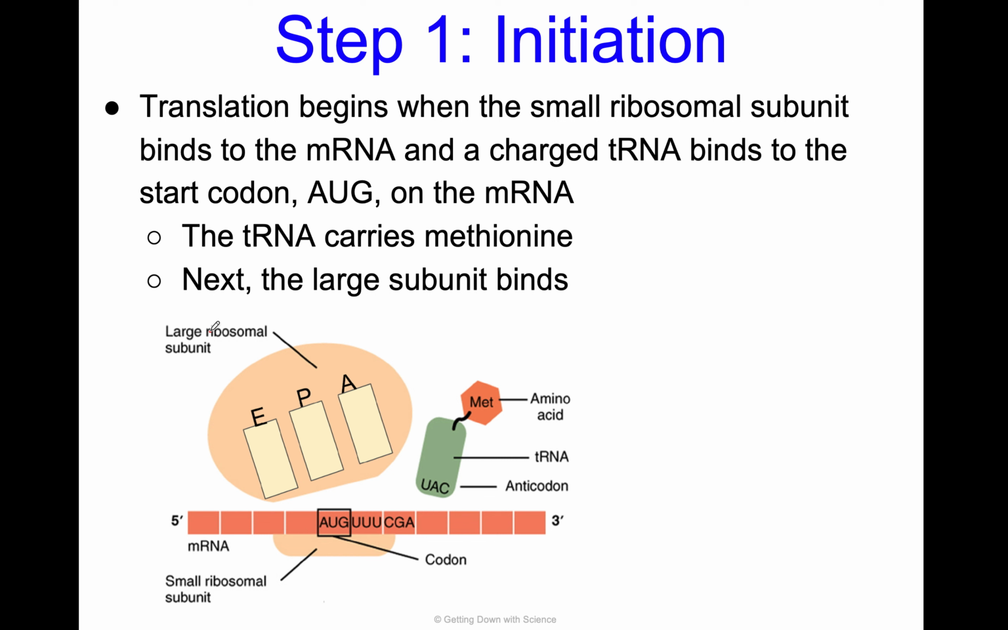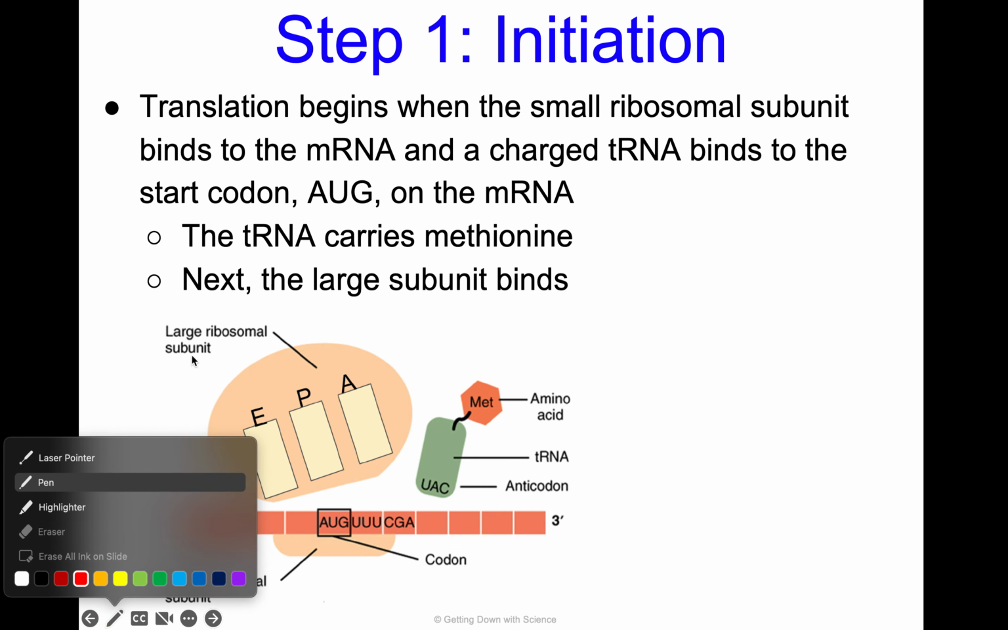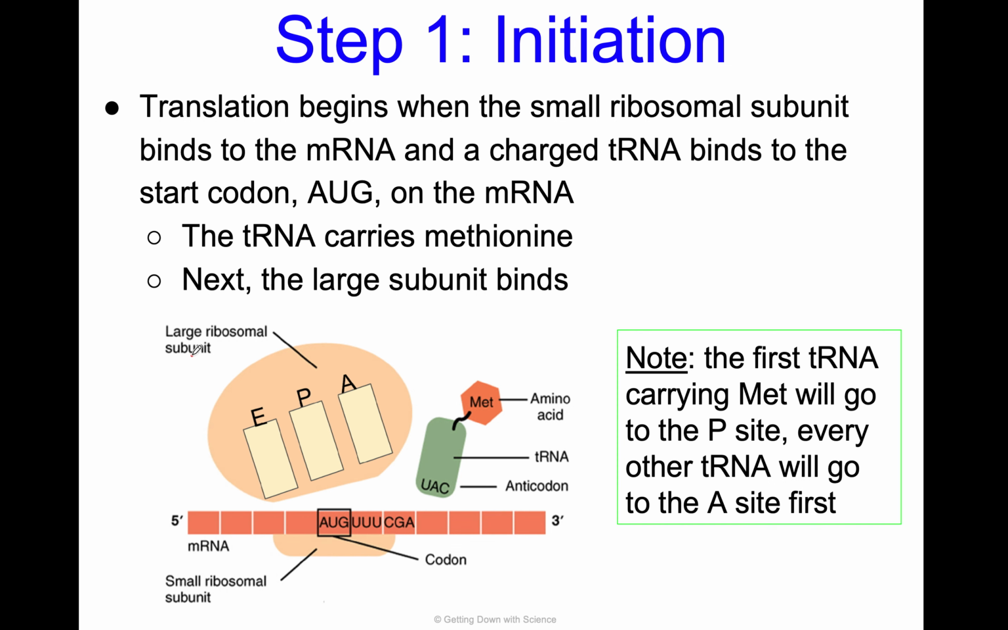Next, the large subunit binds. It's like step by step. It all starts with AUG on the mRNA molecule. Small one comes in, methionine comes in, large subunit comes in. They all make one big happy sandwich of a family.